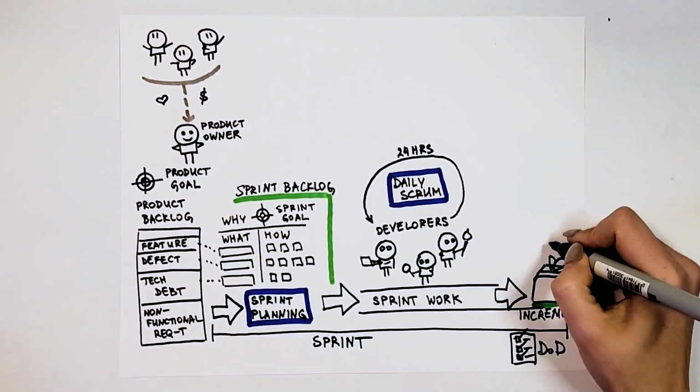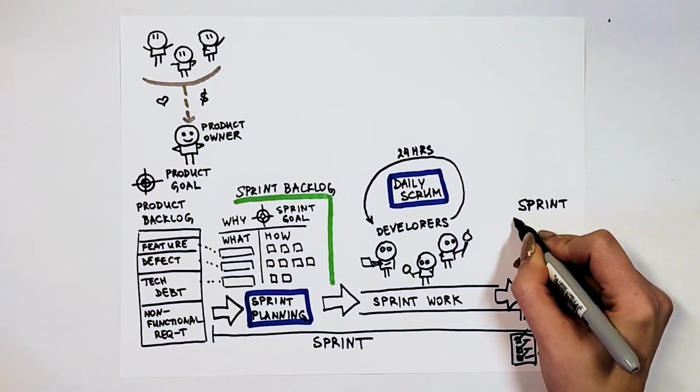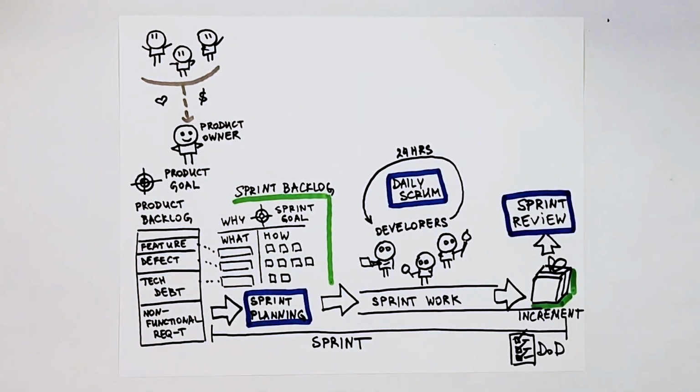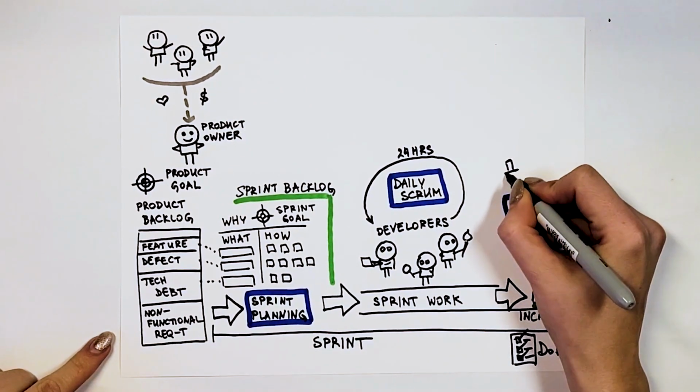As the sprint comes to an end, the team holds the sprint review. Sprint review is the second to last meeting in the sprint and should usually happen on the last day of the sprint.